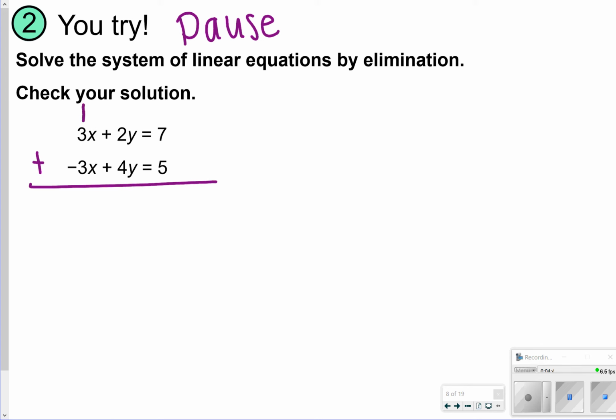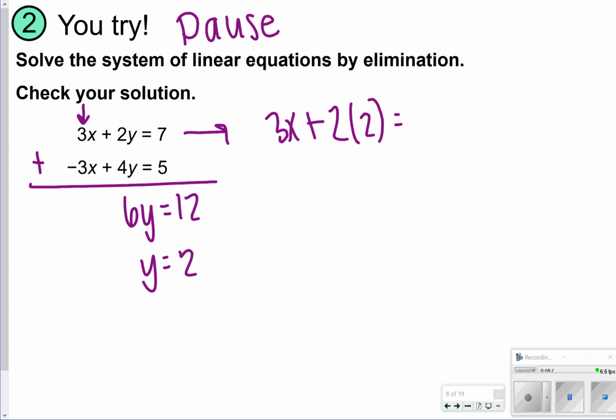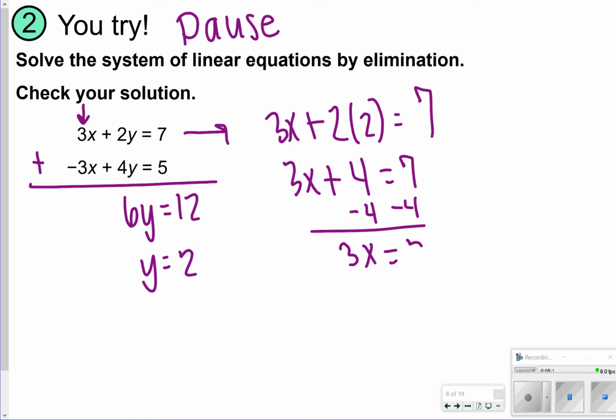So right away, I could see that my x's can be eliminated, so I didn't have to multiply any of the equations to do that. Now I'm going to go ahead and do step 2, which is adding or subtracting. I get 6y is equal to 12, so that means y is equal to 2. I'm going to plug it back into this first equation. 3x plus 2 times 2 is equal to 7. That'll be 3x plus 4 equals 7. Subtract 4 from both sides, that's 3x is equal to 3. So x is equal to 1. So my solution will be 1, 2.